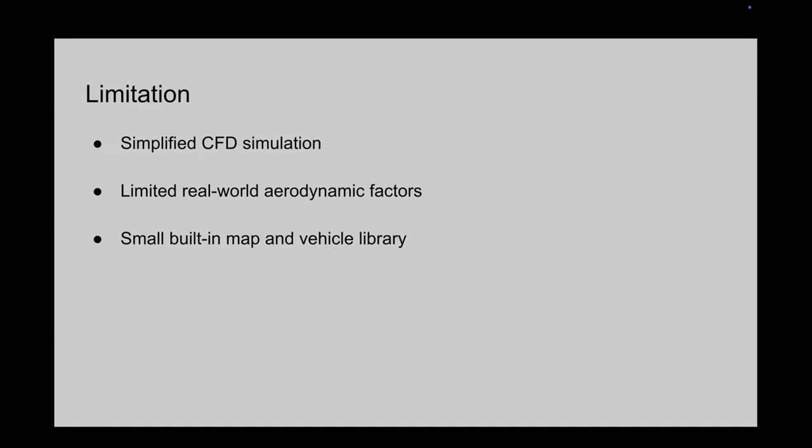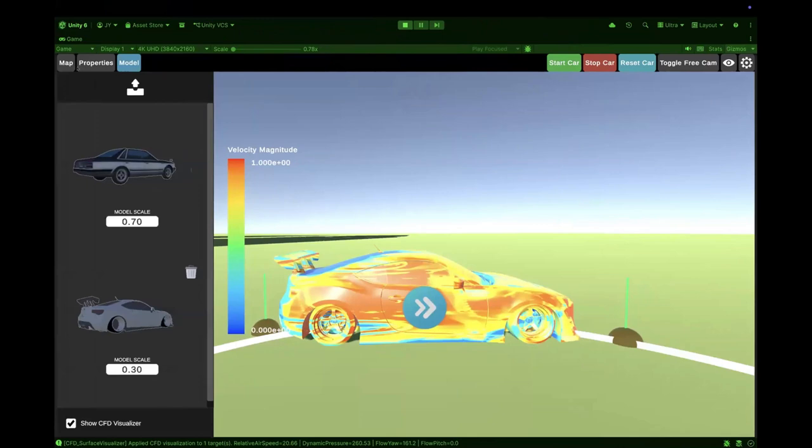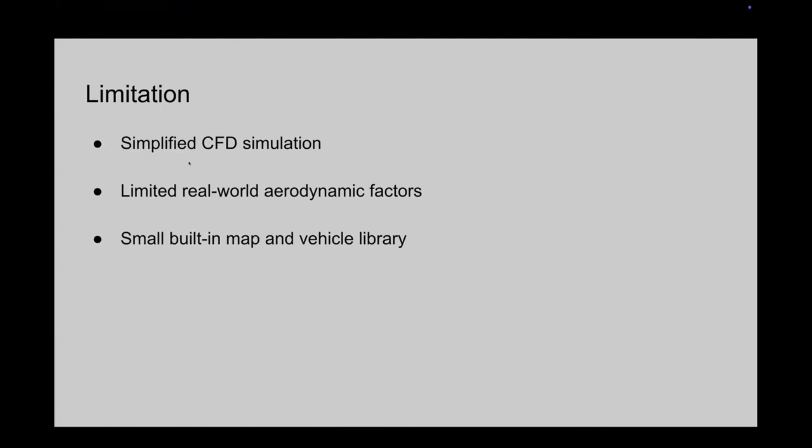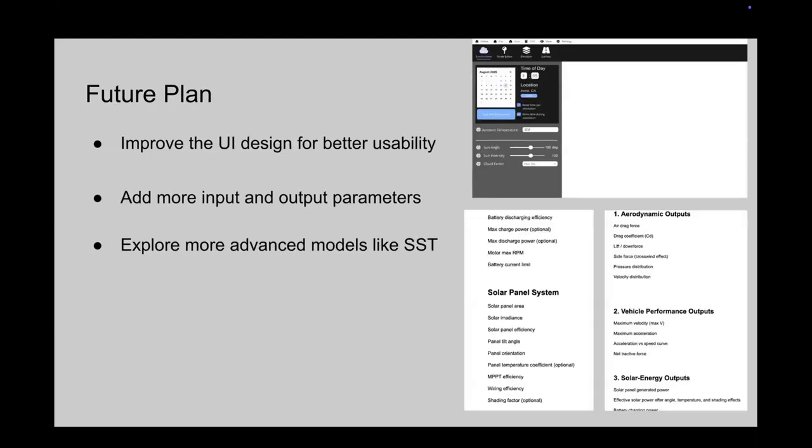Also, the platform has a small map and vehicle library. If we go back and look at the system, it only has two cars and two maps. So it's not so much, and this is also a limitation. Those limitations show what we should do in the future, so we have some future plans.